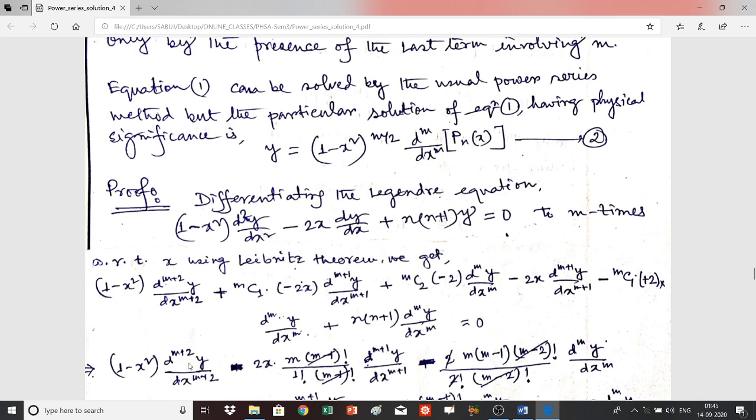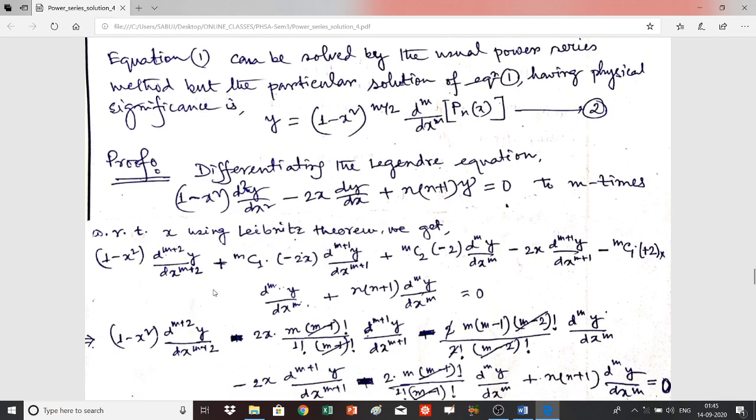So the total differentiation will be of order m plus 2, d^(m+2) y by dx^(m+2), and then the constant term which will come here, since you are doing m times differentiation, mC1 is there. Then differentiate this term for the first time, so it will give you minus 2x. Then differentiate y one order less than this term, so it will be d^(m+1) y by dx^(m+1). Then the constant term will come as mC1, so the next term will be mC2.